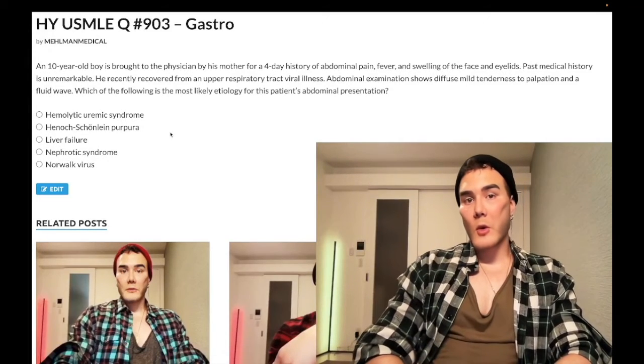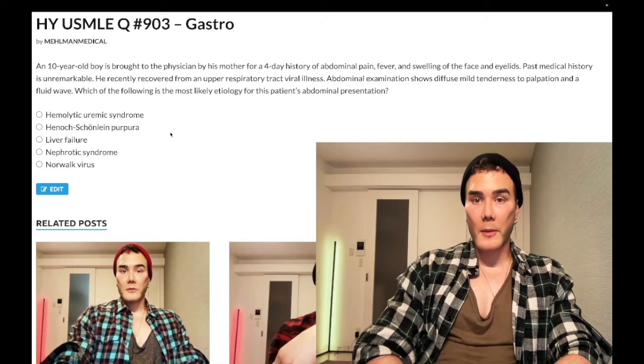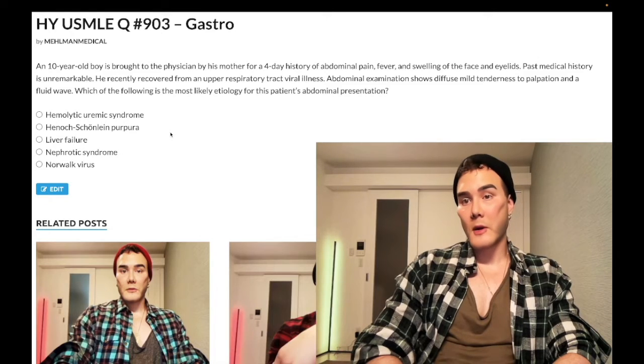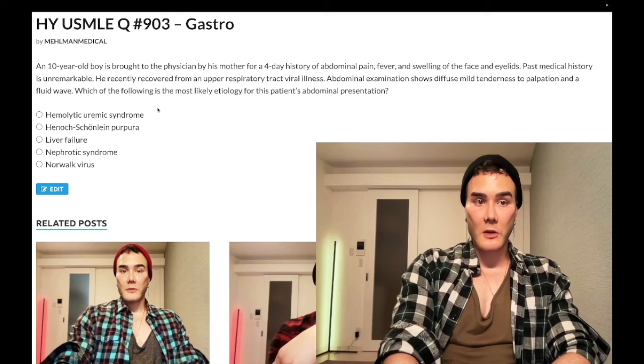How's it going, guys? We have a difficult question for Gastro, Step 1, Internal Medicine, Surgery, 2CK. A 10-year-old boy with a 4-day history of abdominal pain, fever, and swelling of the face and eyelids. Past medical history is unremarkable. Recently recovered from an upper respiratory tract viral illness. Abdominal examination shows diffuse tenderness to palpation and a fluid wave. The question wants to know which of the following is the most likely etiology for the patient's abdominal presentation. Let's just hop to the answer choices here.